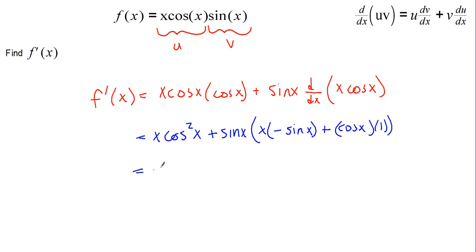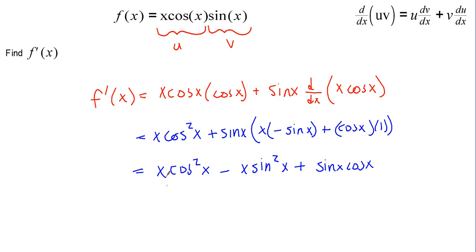So we end up with x cosine squared x minus x sine squared x plus sine x cosine x.